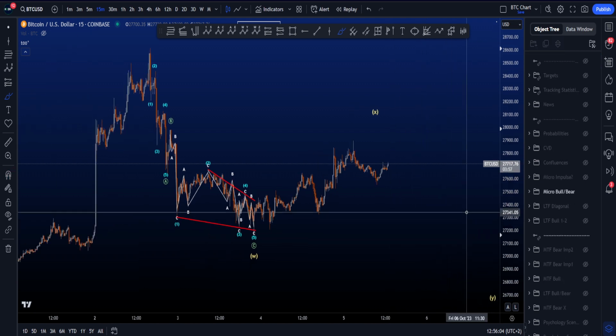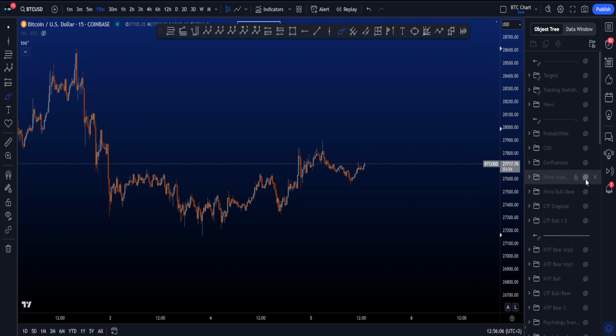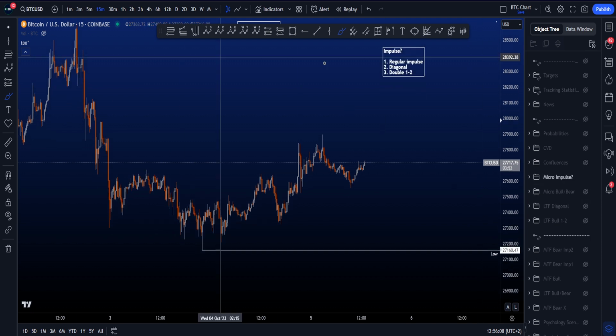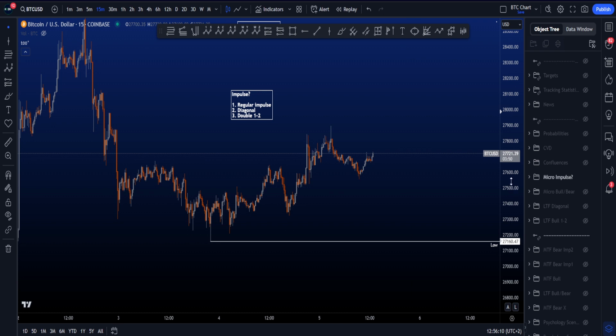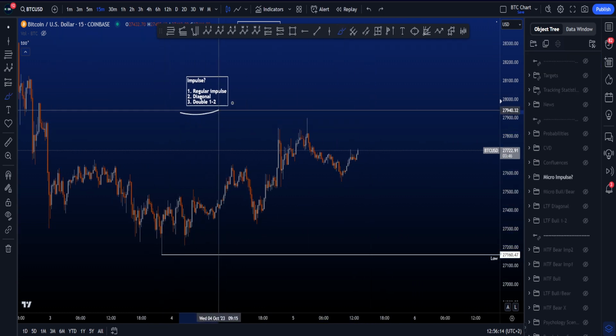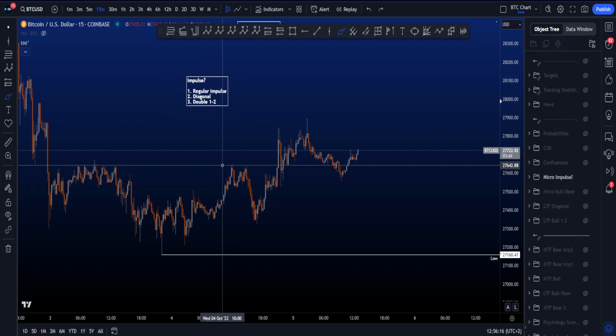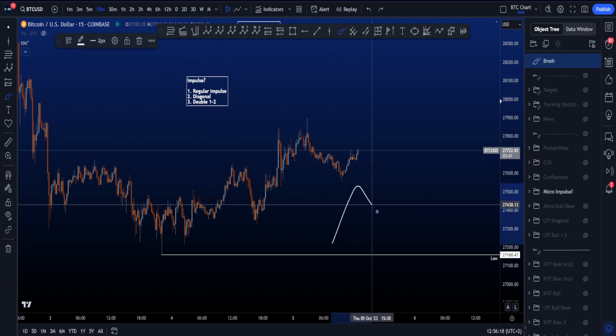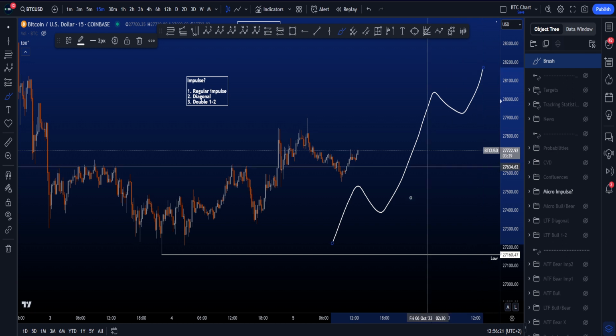That's the question. Now, I have a folder here for you, which is about this particular question. Do we have an impulse from the low here towards the upside? Well, let's go through the different scenarios. A regular impulse is a 1, 2, long 3, sideways 4, 5, right?